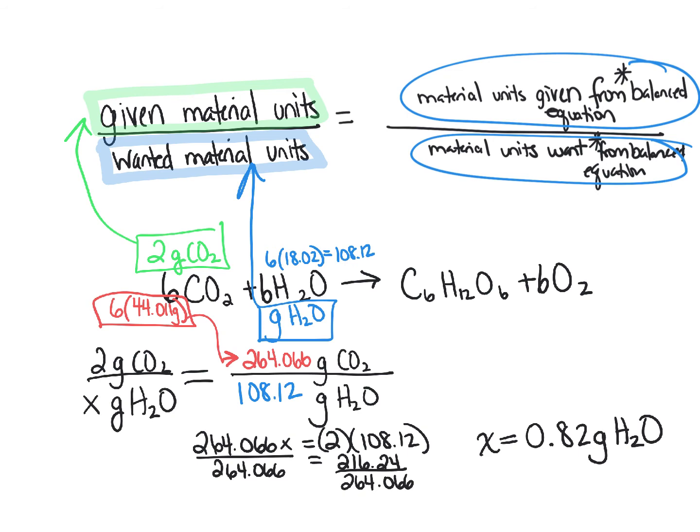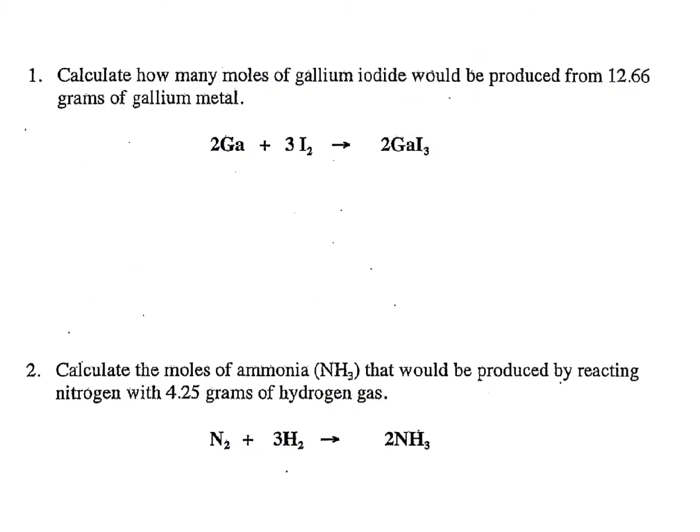And when I do that, I get 0.82 grams of water. Let's try a few more problems, and feel free to pause before I give the answers so that you can see if you can do them on your own. First, identify what you're given: 12.66 grams of gallium. So that means I need to know about this piece of my recipe.